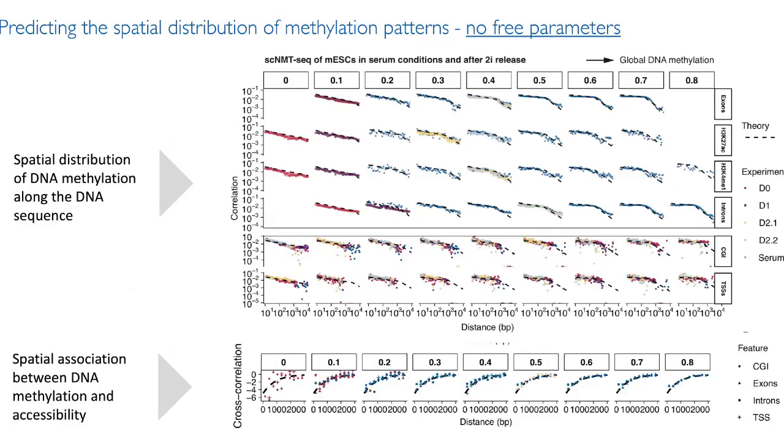And to challenge this model, we asked whether it was capable of predicting the genomic distribution of methylation marks. And indeed, this model that we inferred from the data, and that actually has 0 free parameters, was able to predict the genomic distribution of DNA methylation marks, represented by the correlation function, for a broad range of genomic features, as well as the spatial association between DNA methylation and chromatin accessibility that you see at the bottom.